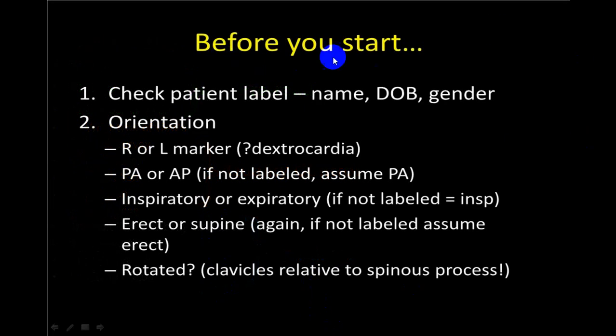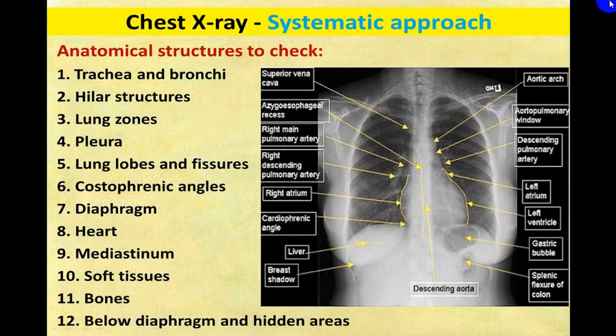Some people start by checking the label and orientation, which we call quality. Right and left marker, whether it is a PA or AP view, whether it is an inspiratory or expiratory film, erect or supine, whether there is any rotation; look for that orientation. Some people will go in this pattern: trachea, bronchi, hilar structures, lung zones, pleura, lung lobes, fissures, costophrenic angle, diaphragm, heart, mediastinum, soft tissue, bones, below the diaphragm and hidden areas.